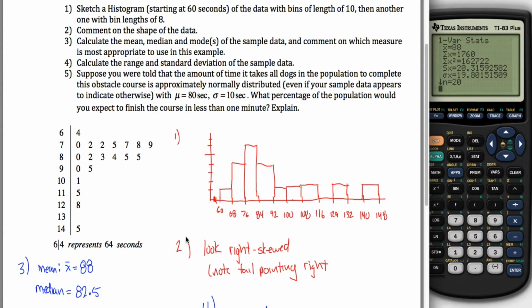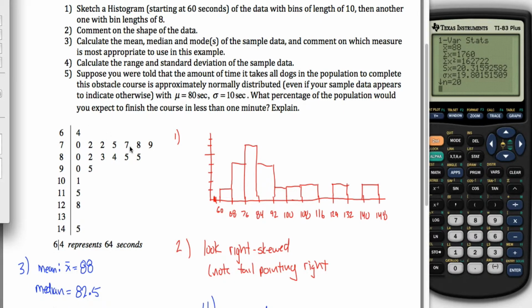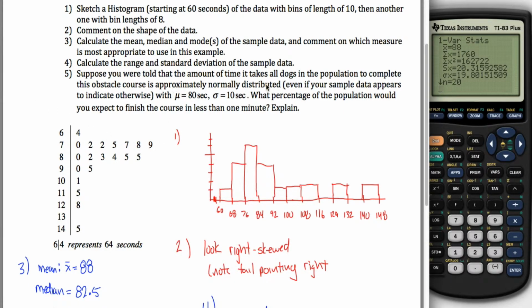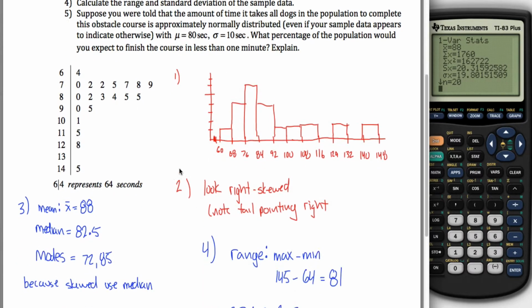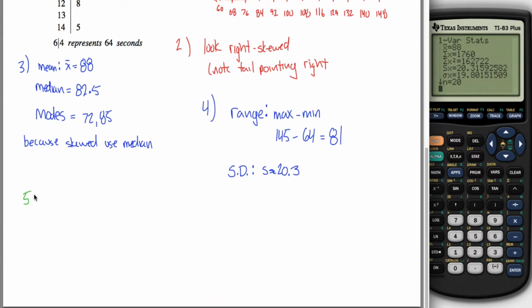Think that's good? And then finally, part 5. Suppose you were told that the amount of time it takes all dogs in the population to complete this obstacle course is approximately normally distributed. Really? That's weird. My sample doesn't look normally distributed. That's okay. It's telling me that it is. Sample was just weird. You happen to pick a bunch of slow dogs by dumb luck. That happens sometimes. The population is approximately normally distributed. The mean is 80 and the standard deviation is 10. So I'm going to go down here. I'm going to say my mean is 80 and my standard deviation is 10.